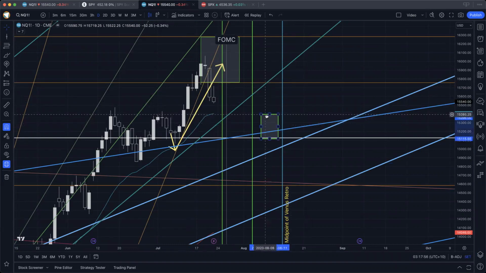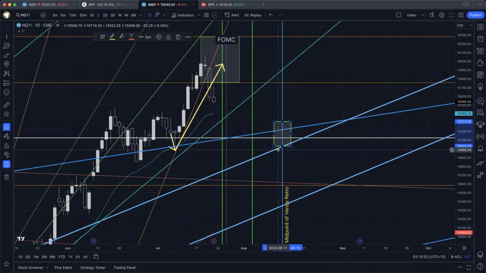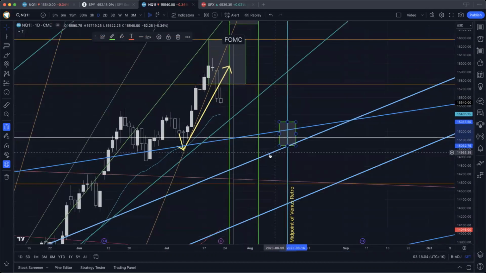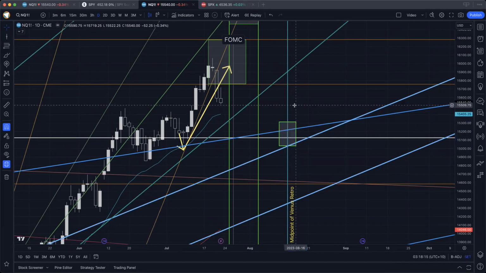So what I'm going to do, I'm going to adjust this based on the research we just did. I'm going to shift this down a little bit so that we capture this GAN-FAN here, this 1x1 GAN-FAN, which is always super important. And we've got 2 days on the left side of the pivot and 2 days on the right side of the pivot. So this is implying this is going to be a pivot low, and I'll show you why in a second when we go to time trades.